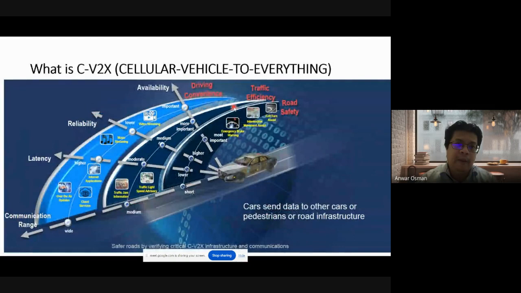Another one will be cellular vehicle-to-everything, right? This is also a good area of study. In fact, in MTMC, under the MTSB, we also have a working group chaired by Dr. Ruzi from UTM on this V2X. So we want to define the specification on vehicle to base station, vehicle to vehicle, vehicle to device, as a precursor to having autonomous vehicles in the country.